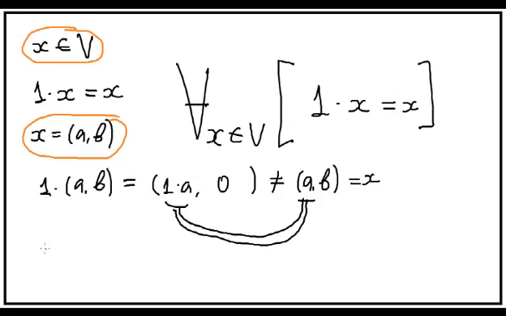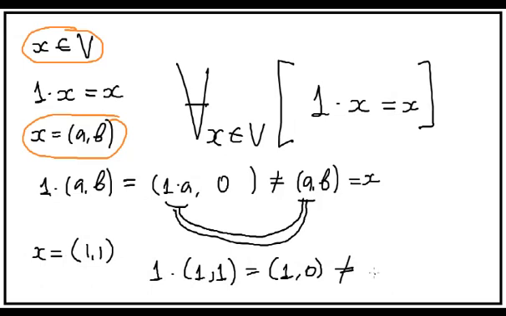Why not? Well, for example, we could actually give a specific example, right? We could take x equals (1, 1). Then 1 times (1, 1) will be equal to (1, 0), and that is not equal to (1, 1). So this last axiom is the one that breaks, and therefore the structure we identified in the beginning fails to be a vector space.